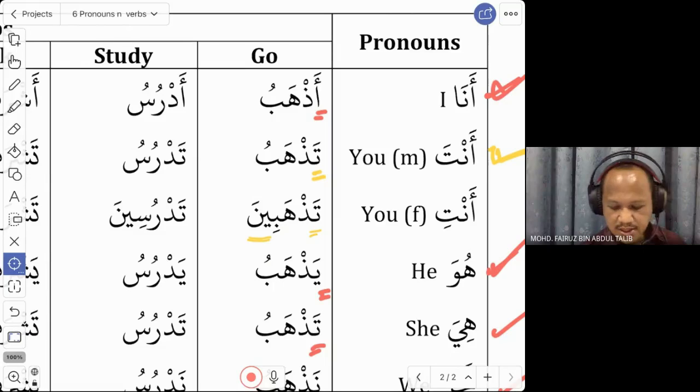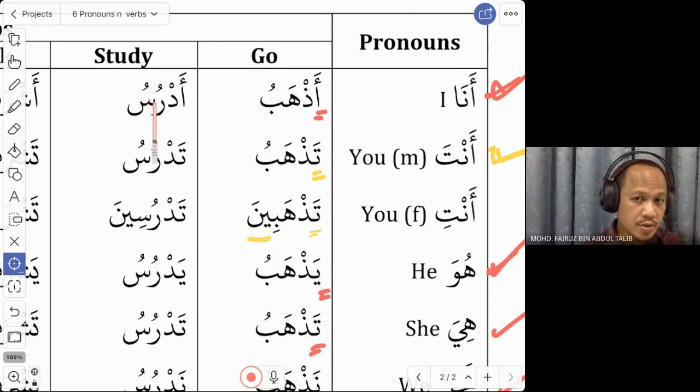Alright. So this is for female. For you, female, we add the in sound in the end. So in is represented by this ya and nun. This ya is the long vowel, tazhabi, and this is the nun, na. Tazhabina or tazhabin.